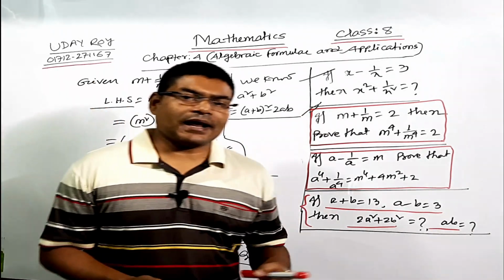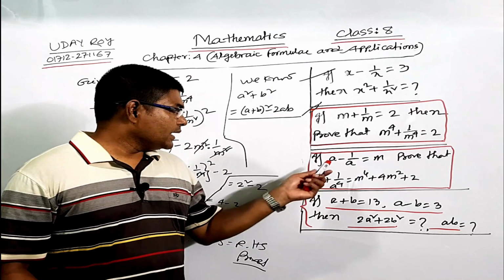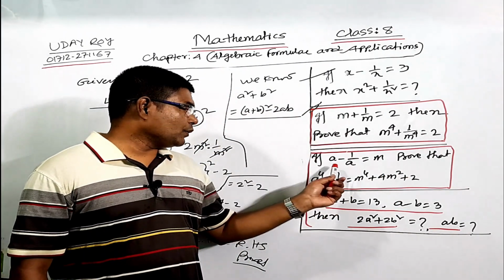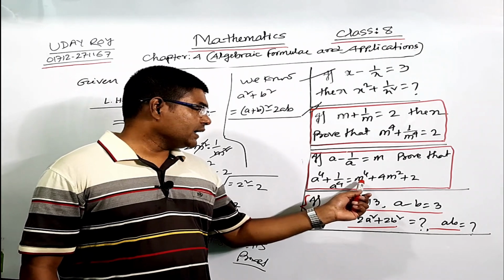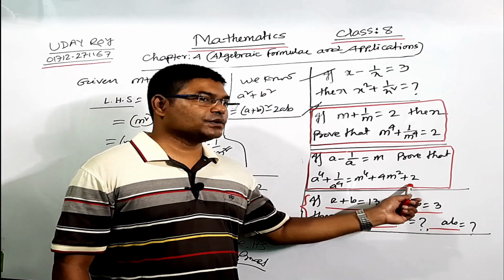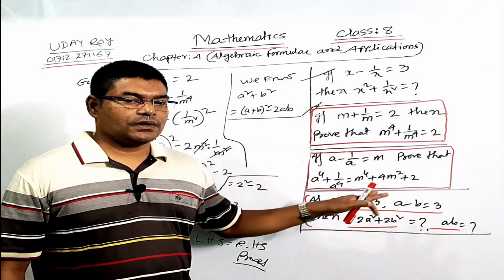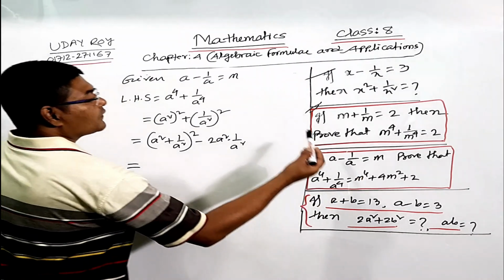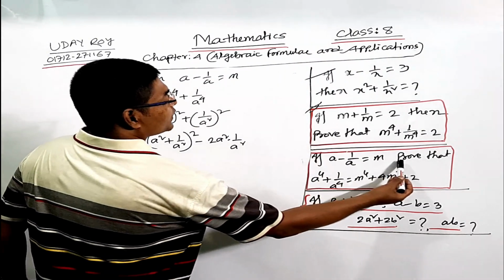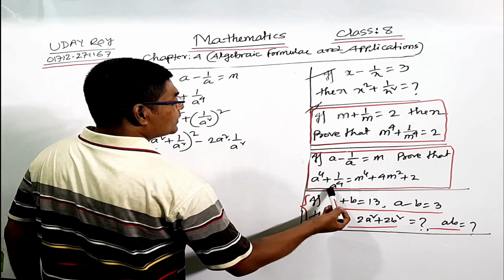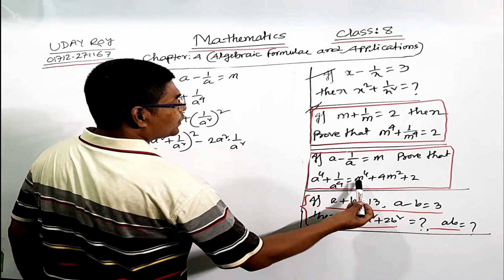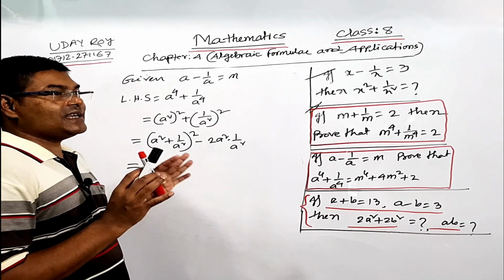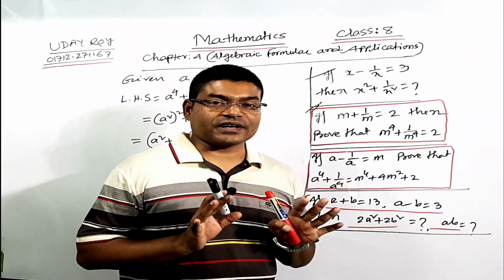Now in the similar way we will have to do a minus 1 by a equal to m. You have to prove that a to the power 4 plus 1 by a to the power 4 equal to m to the power 4 plus 4m square plus 2. Okay, this is also important math. Okay, so let's come back, we will do this math. Here is a minus 1 by a equal to m. Prove that a to the power 4 plus 1 by a to the power 4 equal to, we have to prove that m to the power 4 plus 4m square plus 2. It's very easy and it is very important for you.